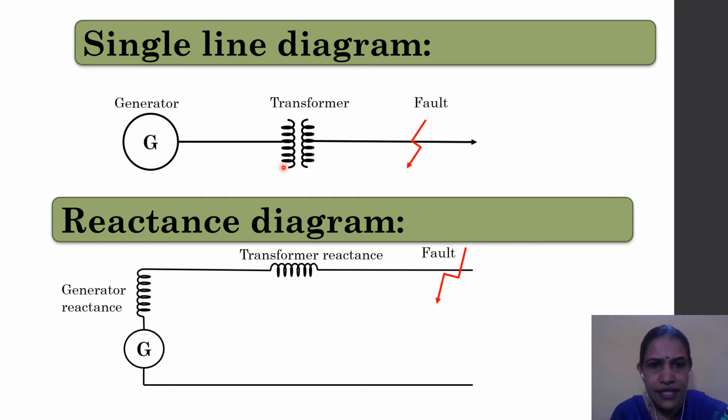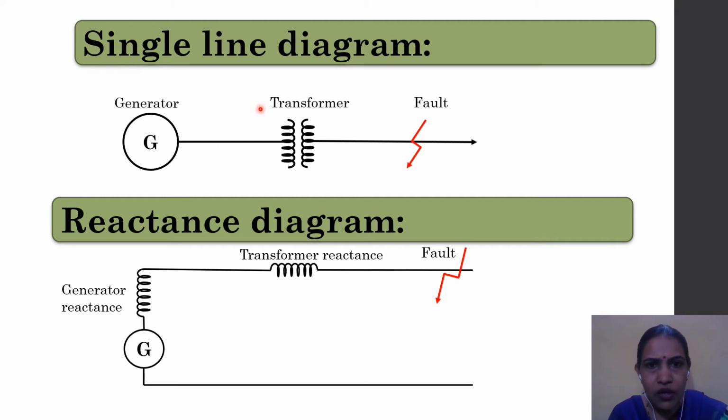I have taken one simple example, just one generator, transformer and transmission line, and I am considering one fault on this transmission line. After drawing such single line diagrams, if there are multiple generators, n number of generators, and busbars, we are also able to show all these things in a single line diagram. This is a very simple example for your understanding.